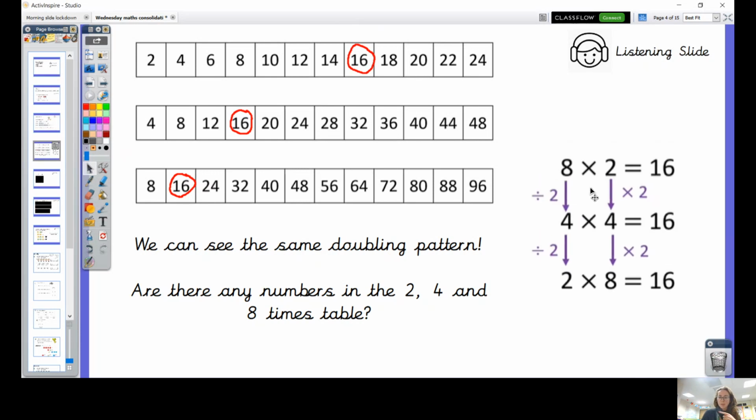Now, 8 lots of 2 is 16. 4 lots of 4 is 16. And 2 lots of 8 is 16. Now, as this digit here doubles, interestingly, the first digit is halving. Did you notice that? That's just particularly interesting. Perhaps you spotted other numbers on those tracks that were in all three of the times tables.